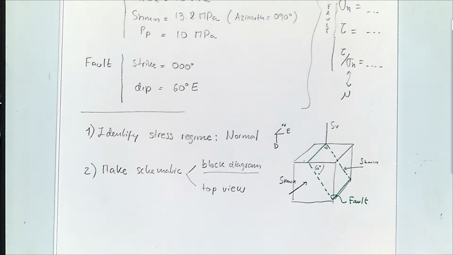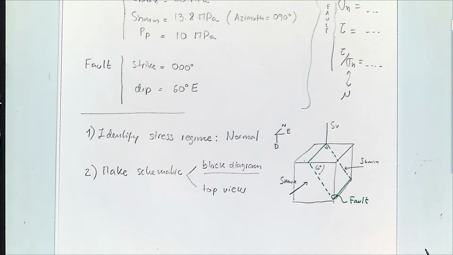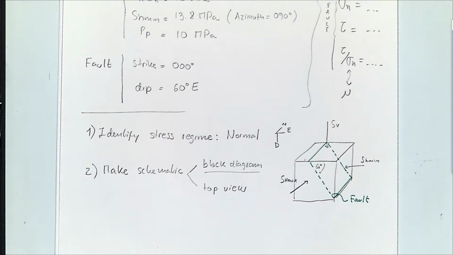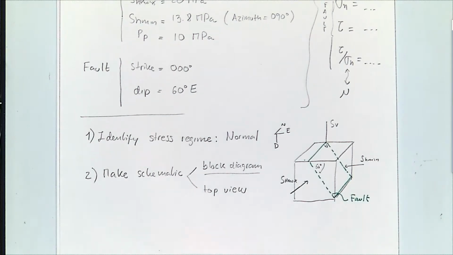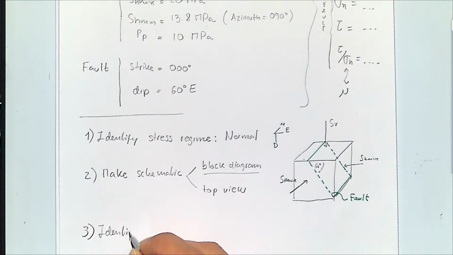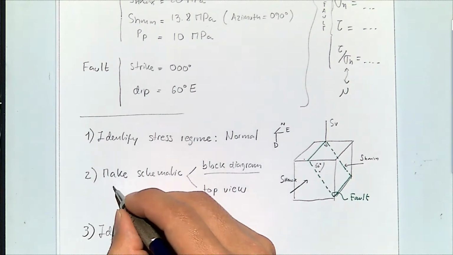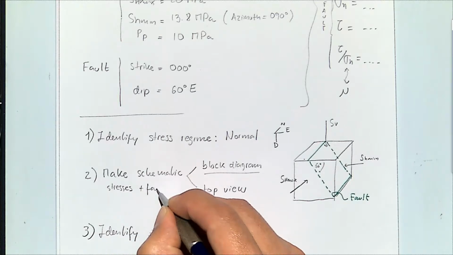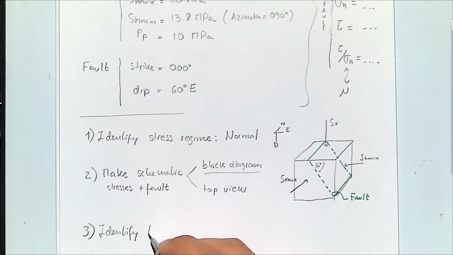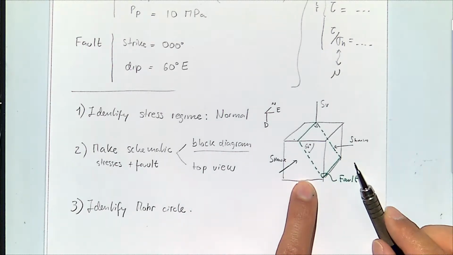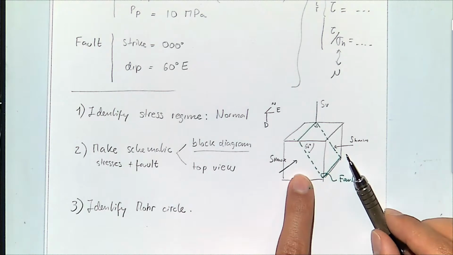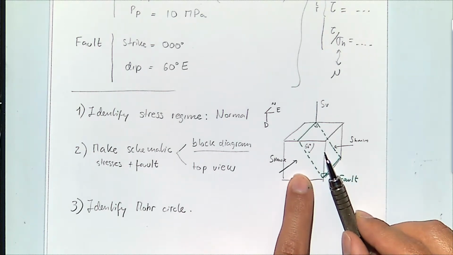Now we need to identify the corresponding circle that we're going to use for the Mohr circle, the 3D Mohr circle. So remember, with a 3D circle, we don't have to use all of them in this case. We just need one. So I'm going to put here, identify Mohr circle. With that, I mean, I want to know which are the stresses that are going to play a role in defining what is sigma n and what is tau on this fault.